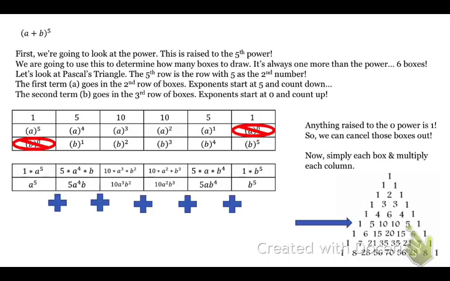Then we put plus signs in between each of these. So wherever the box ends, there's a plus sign. And our final answer is a to the 5th plus 5a to the 4th b, plus 10a cubed b squared, plus 10a squared b cubed, plus 5ab to the 4th, plus b to the 5th.